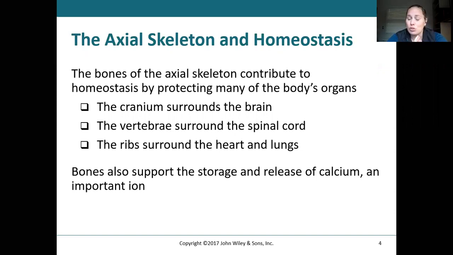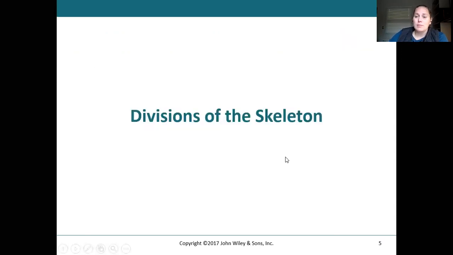Obviously, your central nervous system is severely important for you to be able to be a functioning human, as well as the cardiovascular system that provides oxygen and nutrients to all the different regions of the body as well. Bones also support the storage and release of calcium, something that we talked a lot about in the last lecture. So again, in addition to serving a protective role, it also has an important role in calcium homeostasis.